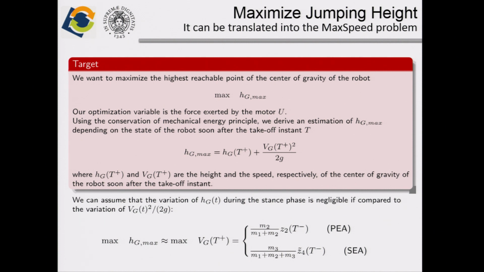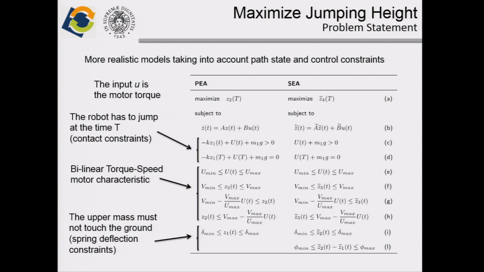Okay, here we can see that after a little effort, the problem of maximizing the jumping height can be reduced into a problem in which we want to maximize the velocity of the link side at the instant in which the system leaves the ground. Also, in this case, we take into account the complete model of the actuator.